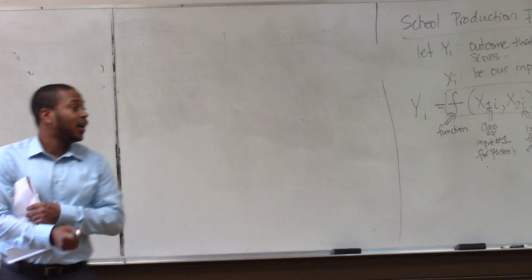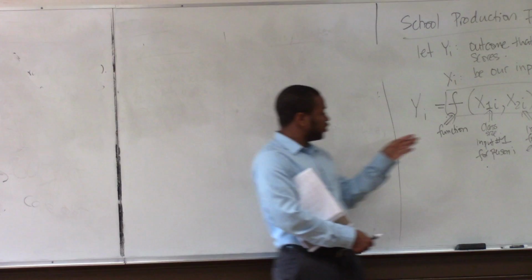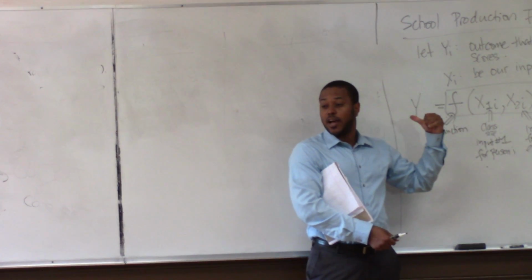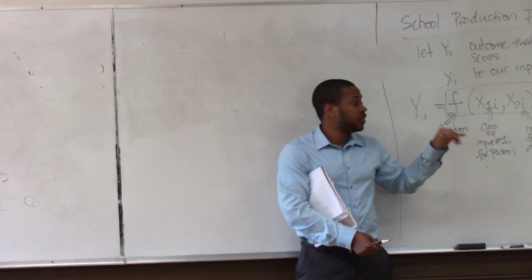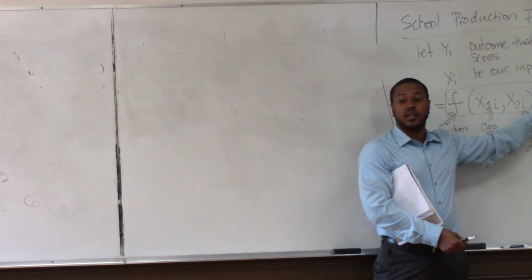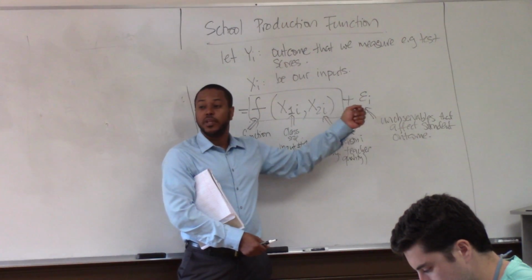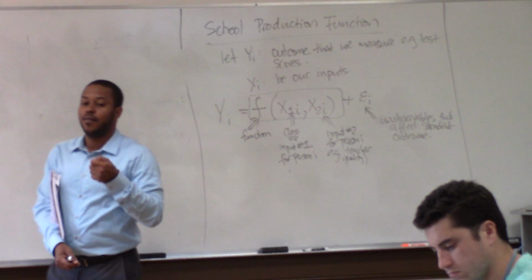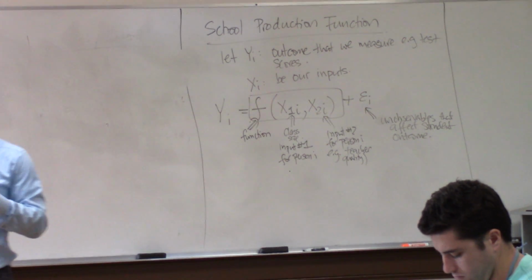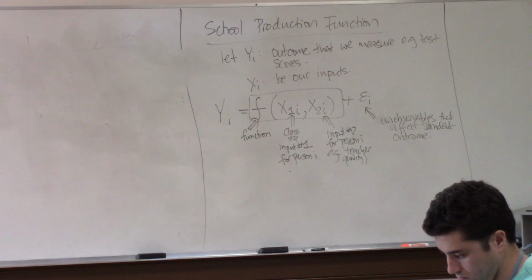So we just finished talking about this production function. It takes these inputs and relates it to the output. Right? So that's what this f does. And this epsilon here is all of the things that might be explaining the student's educational outcome that's not explained by the production function.